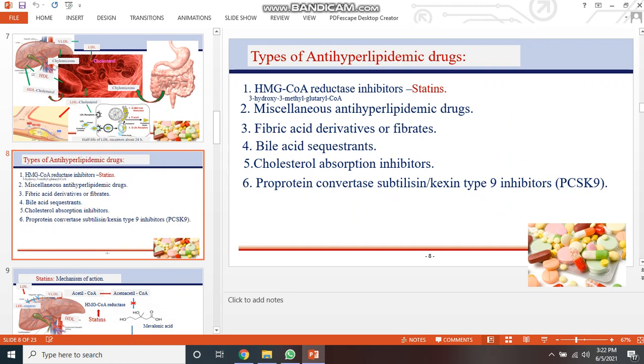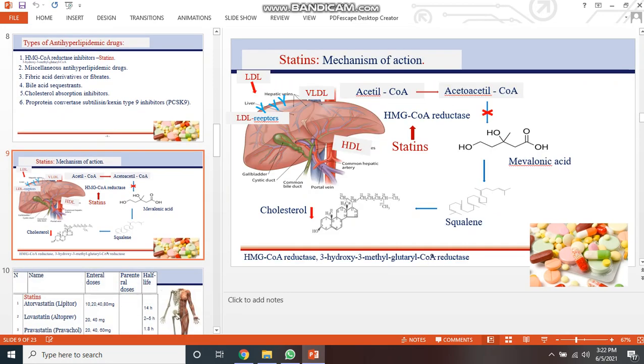Types of antihyperlipidemic drugs: HMG-CoA reductase inhibitors, that is statins, 3-hydroxy-3-methylglutaryl coenzyme A. Then miscellaneous antihyperlipidemic drugs: fibric acid derivatives or fibrates, bile acid sequestrants, cholesterol absorption inhibitors. The sixth one is proprotein convertase subtilisin/kexin type 9 inhibitors. The other one is the statin mechanism of action.